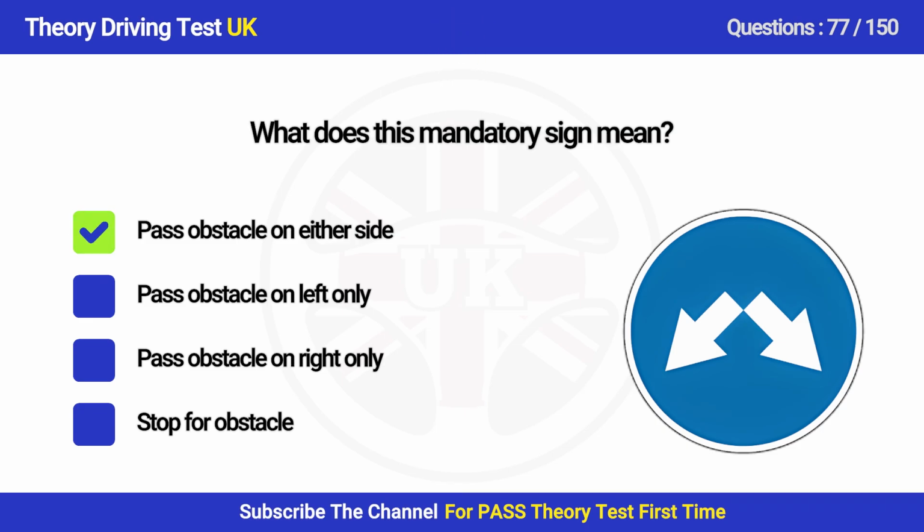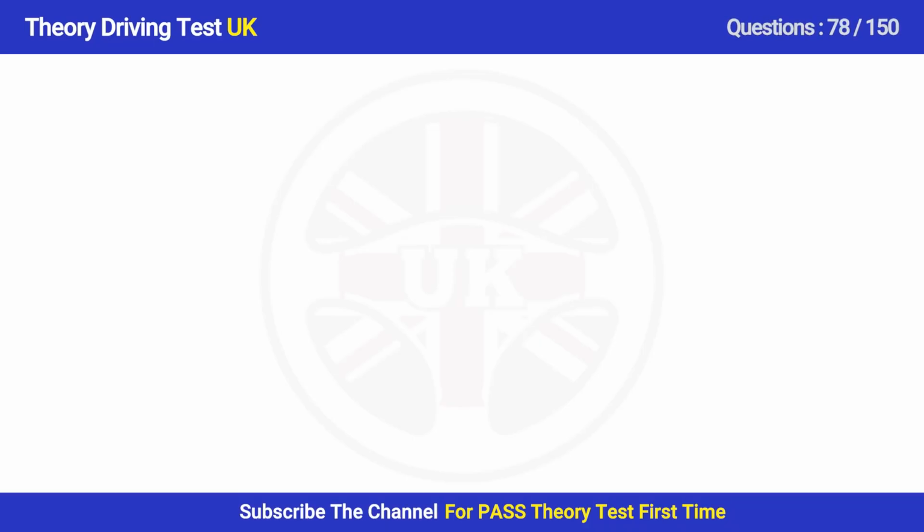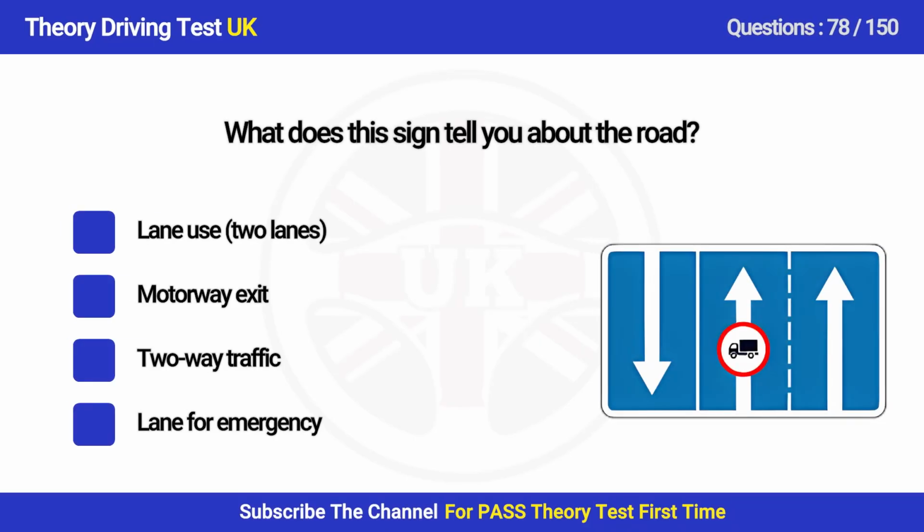Answer is A. Pass obstacle on either side. This blue circular sign indicates that you may pass an obstacle on either the left or the right side. This provides flexibility for drivers where space allows safe passage in both directions. Question 78. What does this sign tell you about the road?